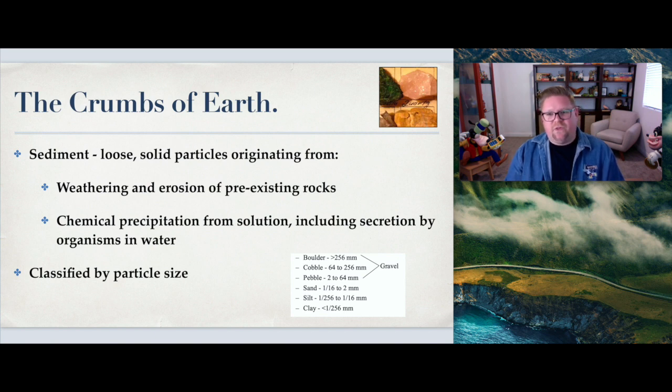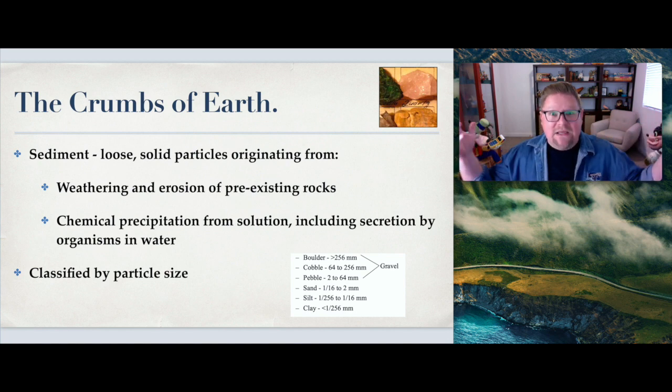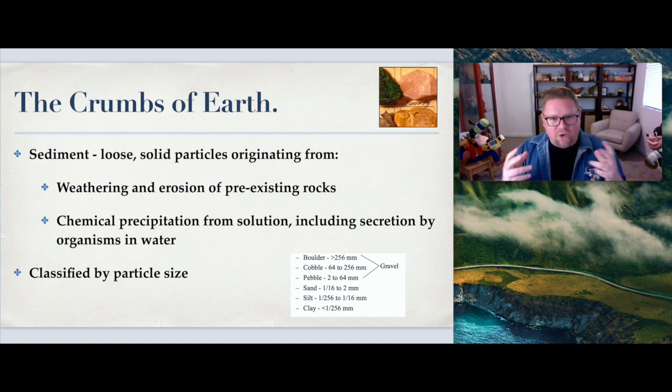So I start off with the crumbs of the earth. When I often think of just the sedimentary process, I think of Oreos, because who doesn't like Oreos? They're vegan, right? So you eat the Oreos, and when you're done eating your Oreos, what's left are the crumbs. You had pre-existing rock or cookie that has been broken apart, and what is left behind are the crumbs or the sediment or remains of that once existent parent rock.